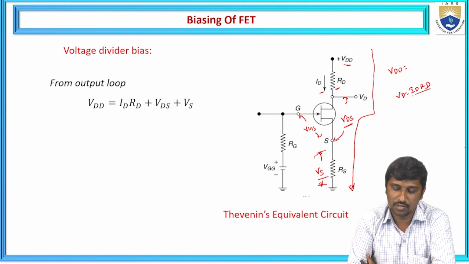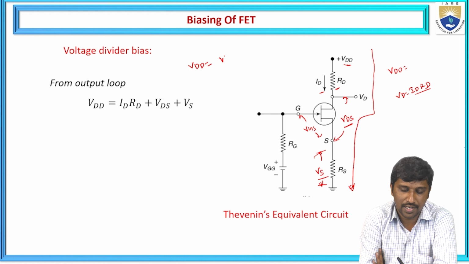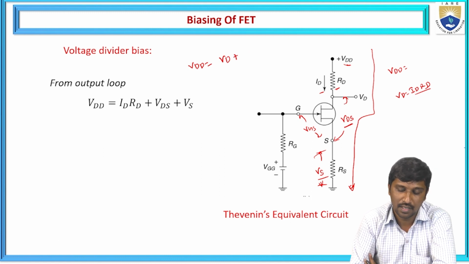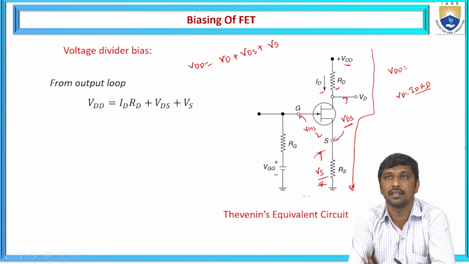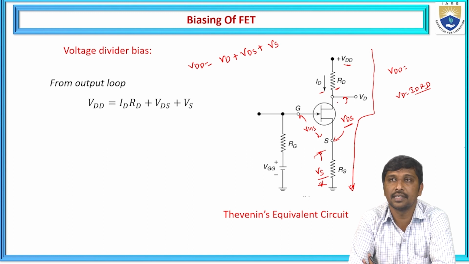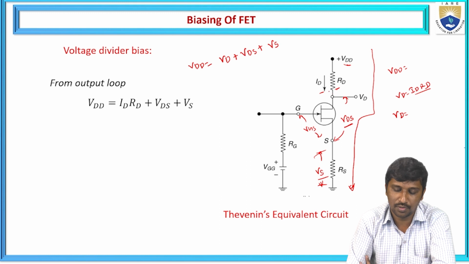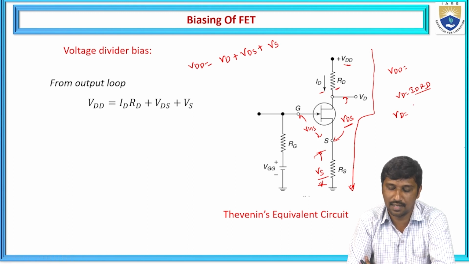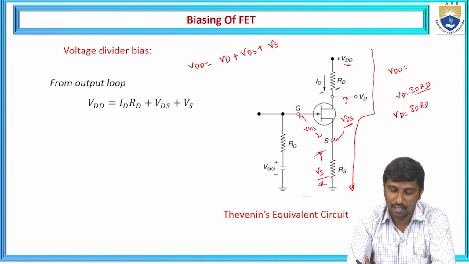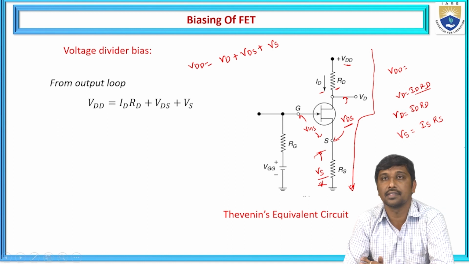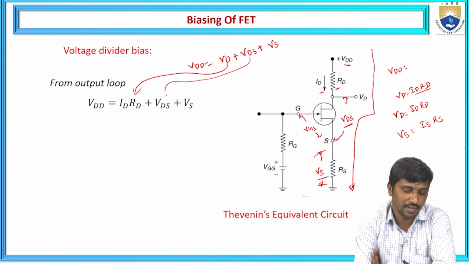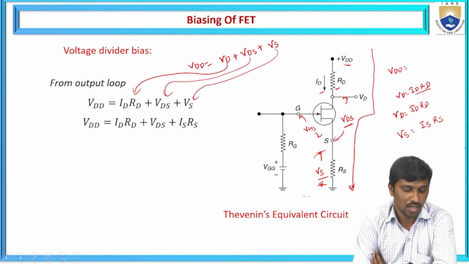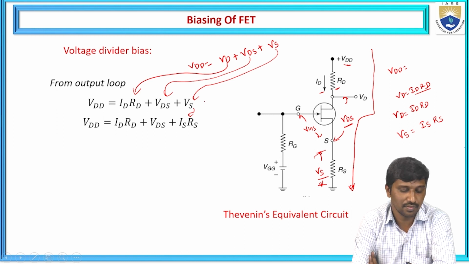Or otherwise, this ID RD you can also write as VD, so VDD is equal to VD, plus the potential difference between drain and source, represented as VDS, and the voltage drop across the source resistance, represented as VS. From the equivalent circuit, we know VD, the voltage drop across the drain resistance, is ID times capital RD. Similarly, the voltage drop across the source resistance VS is represented as IS times RS. So I replace VD with ID times RD, and VDS remains VDS, and VS is IS times RS.